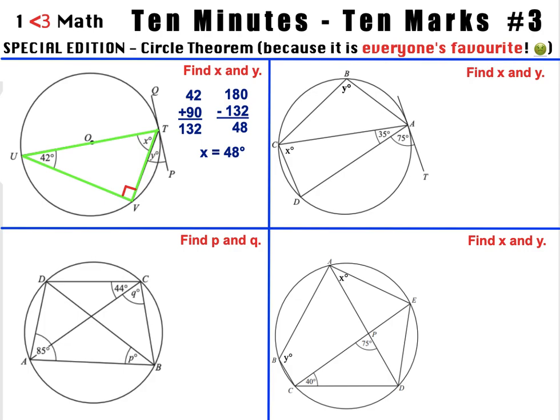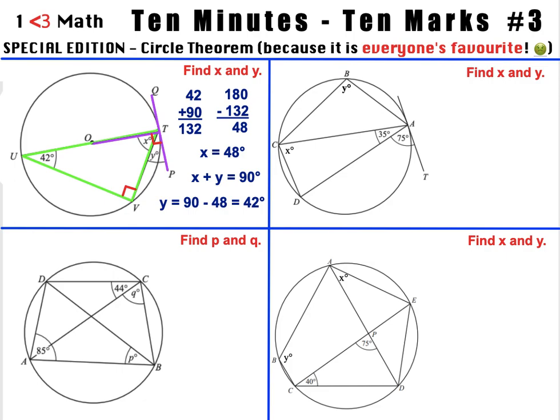Now the next part is to find y. Now when you have a radius that meets a tangent, the angle is always 90 degrees. So we have another 90 degrees angle here. Now, because we know x is 48 degrees, it's a simple case to find y. We know that x add y equals 90 degrees. So y is going to equal 90 take away 48, because we know the x is 48. 90 take away 48 is 42 degrees, so that's the value of y. So that's the two solutions for x and y.